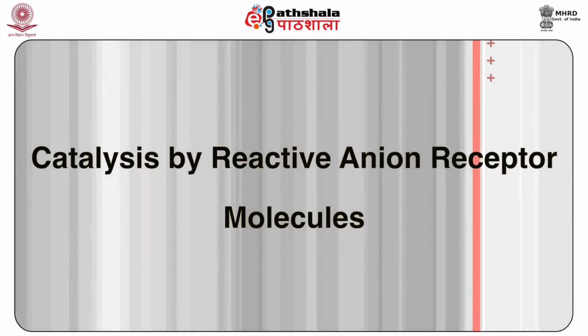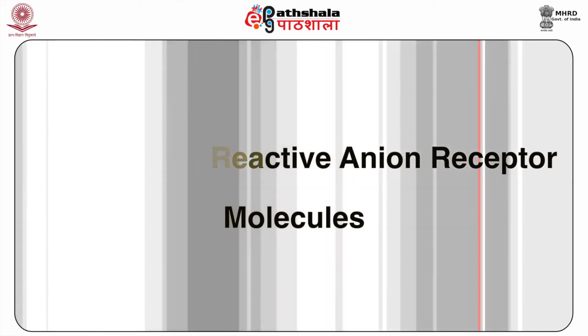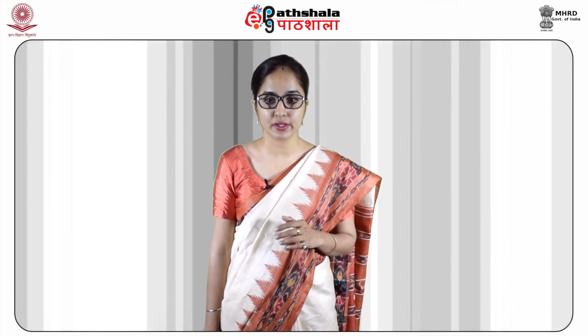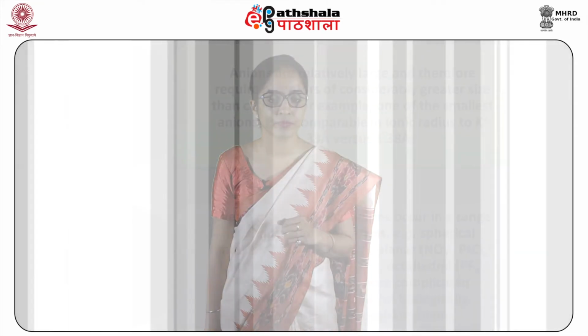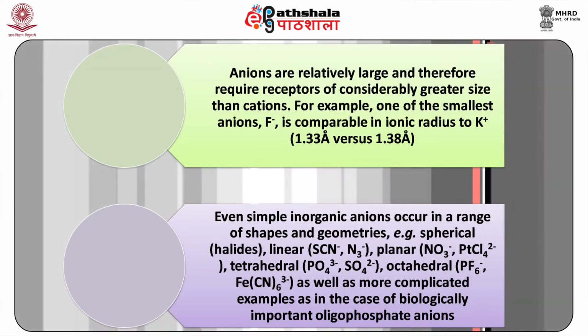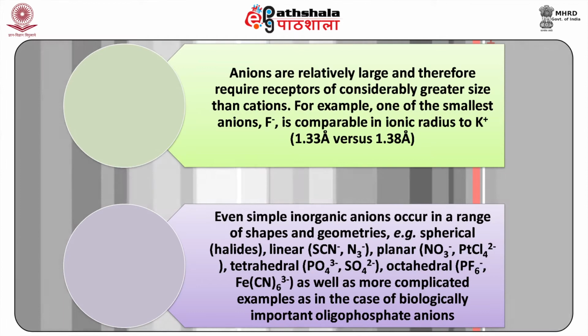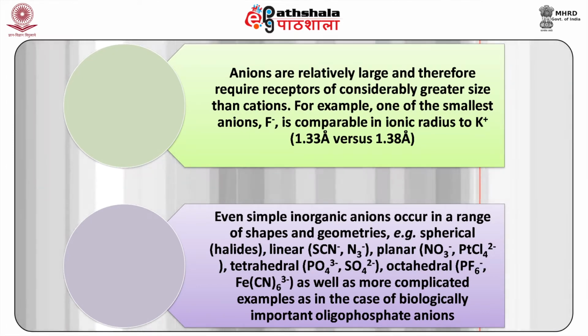Under the topic of catalysis by reactive anion substrate molecules or receptor molecules, generally the anion hosts also obey the same rules that govern the magnitude of binding constants and host selectivity in cation hosts, primarily based on pre-organization, complementarity, solvation and size and shape effects. Their application is made much more difficult because of some of the intrinsic properties of anions, and these are: first, the anions are relatively large and therefore they require receptors of considerably greater size than that of cations.